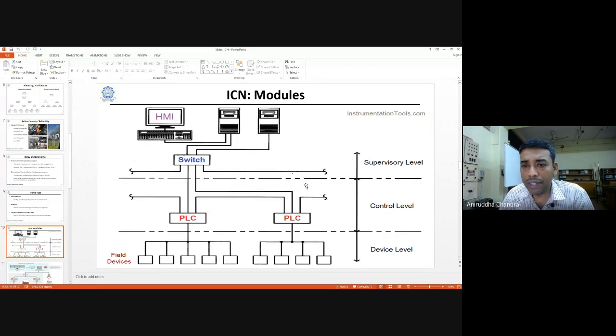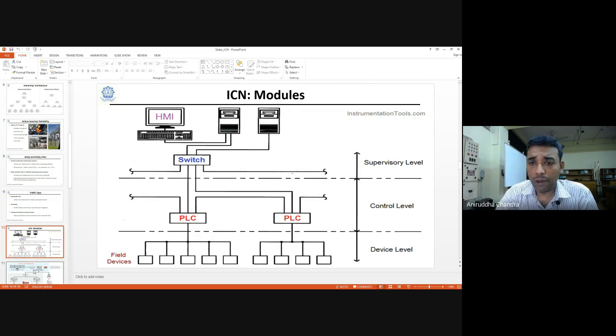We ended our previous class with a description of the modules that we see in an industrial control network. Generally, we have field devices, and they are at the device level. On top of that, there is a control level, where we have generally programmable logic controllers or PLCs. And on top of that, we have a switch which connects these PLCs, maybe from a field or maybe from different fields. And finally, they go to some human machine interface.